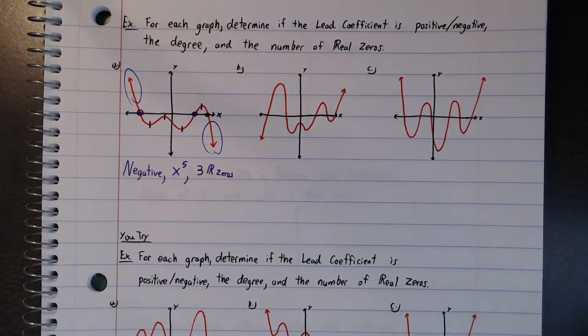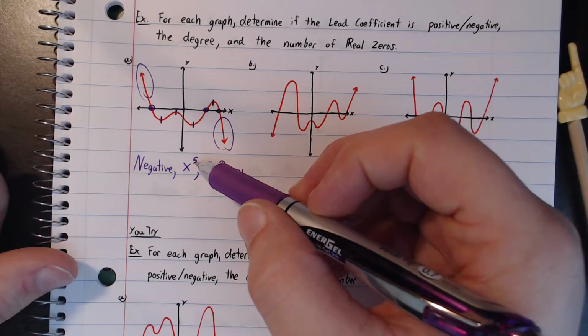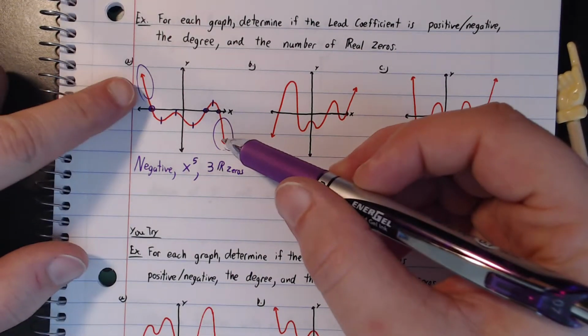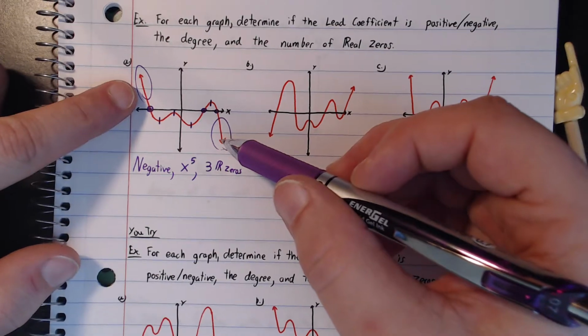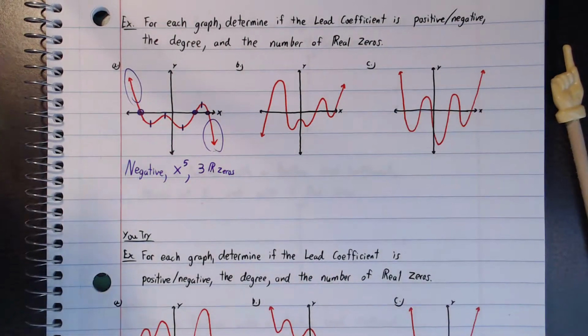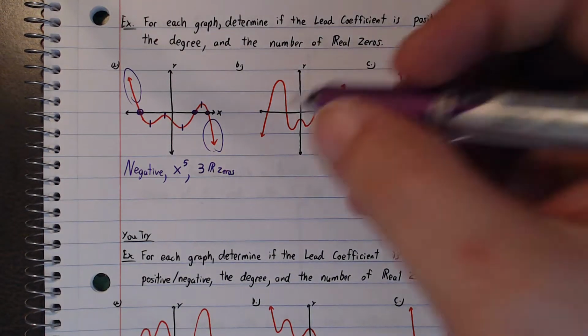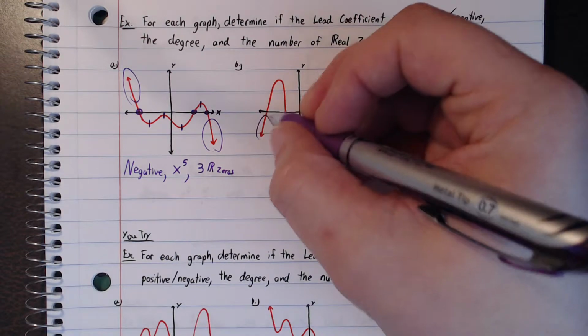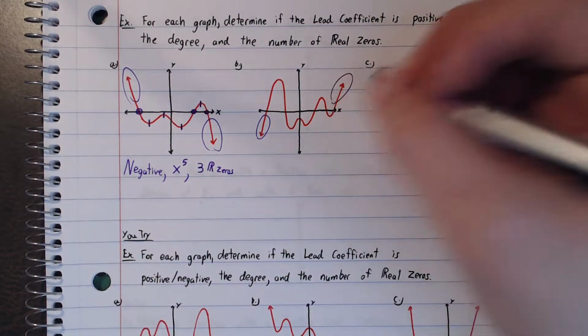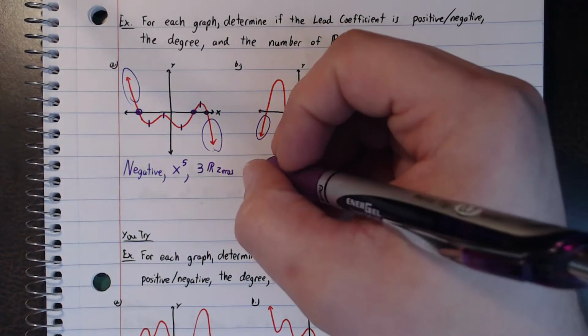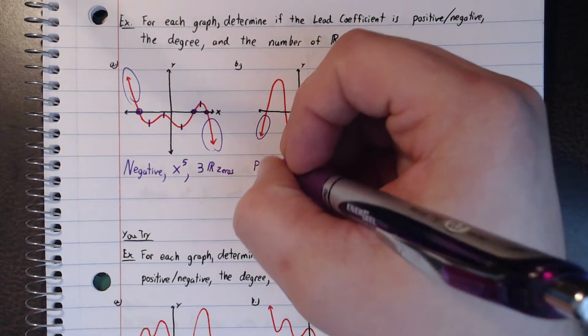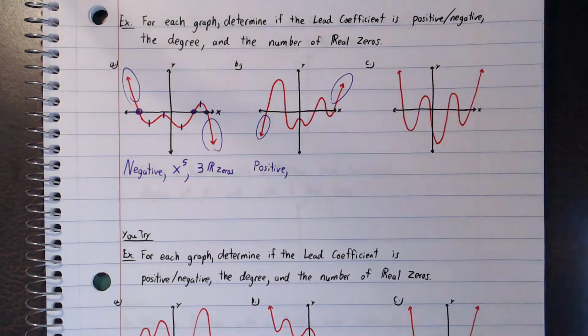By the way, one last thing just to check, right? We had x to the 5th, which is odd, and notice how our end behavior is acting the way an odd function would, right? One going one way, one the other. We have a second example. Okay, again, I'm looking at end behavior. Here I'm starting off negative and ending positive. I ended positive. I know that my lead coefficient should be positive.